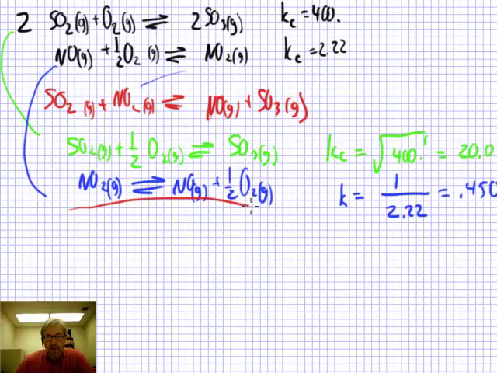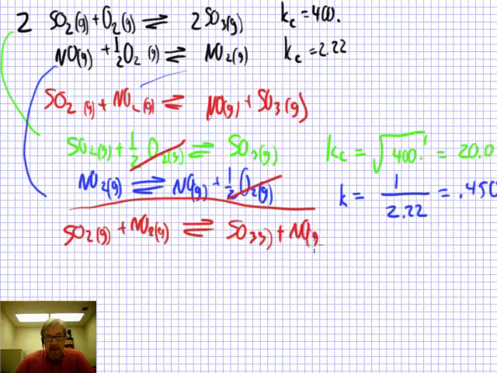Now when I sum these two reactions up, 1/2 O2 gas cancels out from both sides, and I will get my target equation, SO2 gas plus NO2 gas in equilibrium with SO3 gas and NO gas.